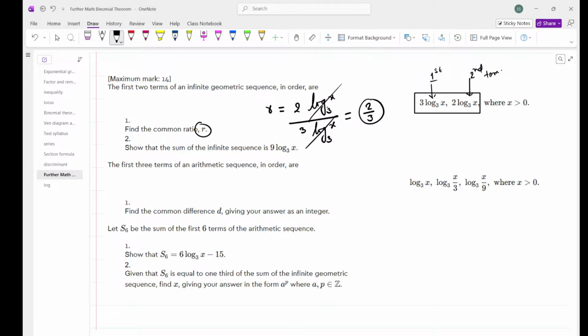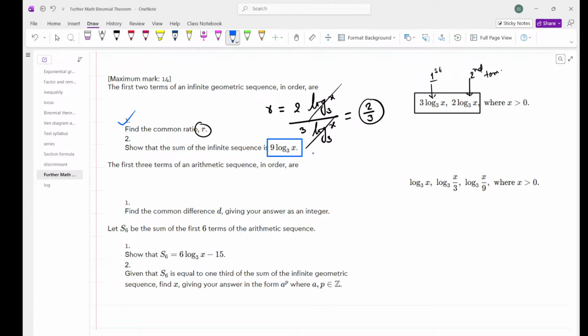So log 3x over 3, divided by... This is a simple question, but why not? You are unnecessarily taking this very seriously. This is a simple question. See this one, the second one: show that the sum to infinity of the sequence is this one. Yeah, I showed that. You have done this? Yeah, I did it.